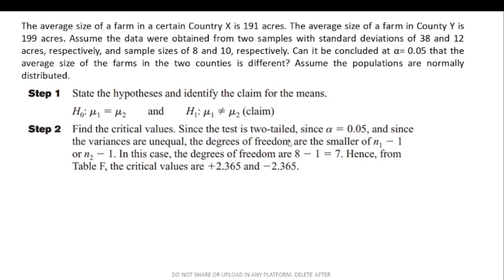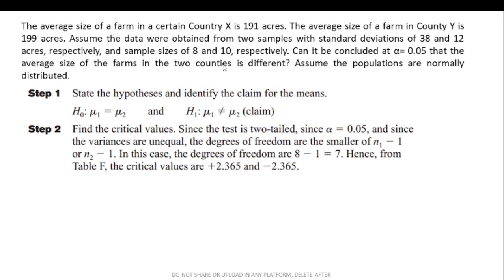Since the test is two-tailed siya, obviously, and our alpha is 0.05. And since the variances are unequal, the degrees of freedom are the smaller of n1 minus 1 or n2 minus 1. In this case, the degrees of freedom are 8 minus 1. Kasi ang sabi dyan, ang sample size daw natin is 8 and 10.